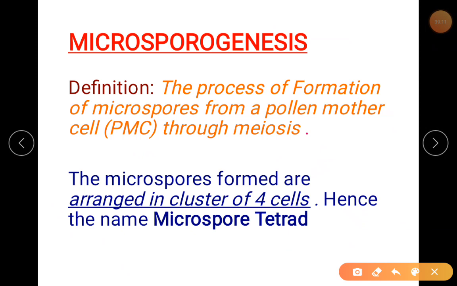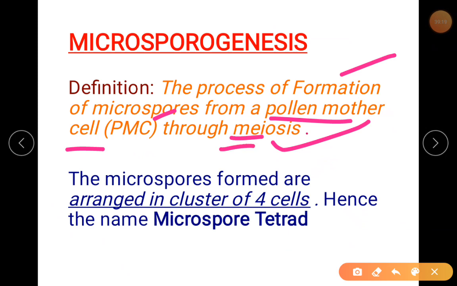So this definition is clear. Formation of microspores from pollen mother cell through meiosis. Very important is that meiosis term. Okay. So the cluster, what is the 1-mark question? What is microspore tetrads?